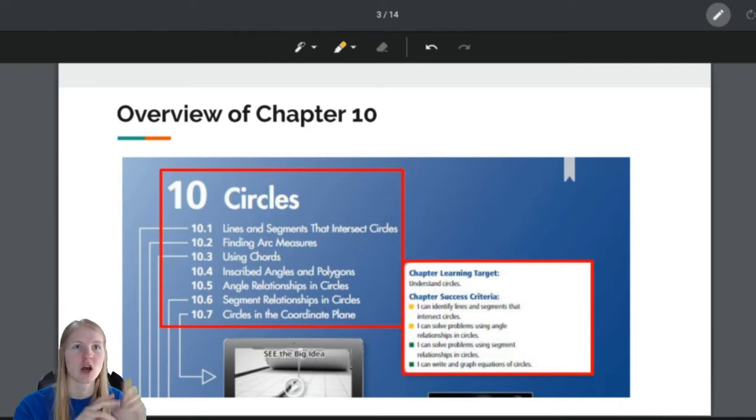On the right over here, you can see the chapter learning target and the chapter success criteria. By the end of this chapter, you should understand circles, and you should be able to identify lines and segments that intersect circles, solve problems using angle relationships in circles, solve problems using segment relationships in circles, and write and graph equations of circles. So that is what we are going to be doing for the next 3 weeks? 4 weeks? I don't know. We'll have to see how long it takes us to get through all the material.